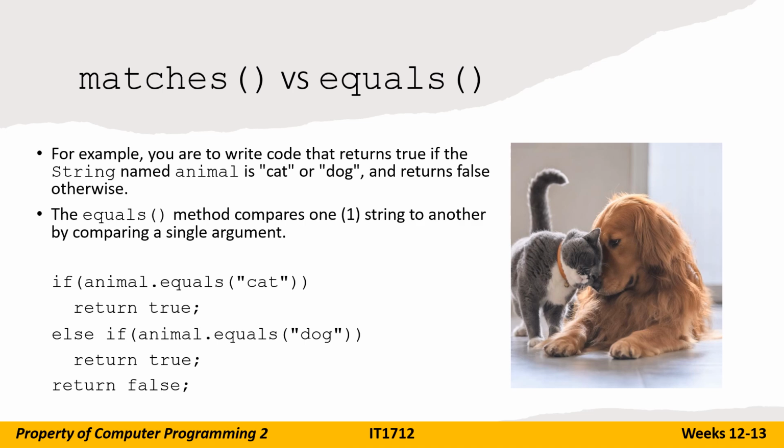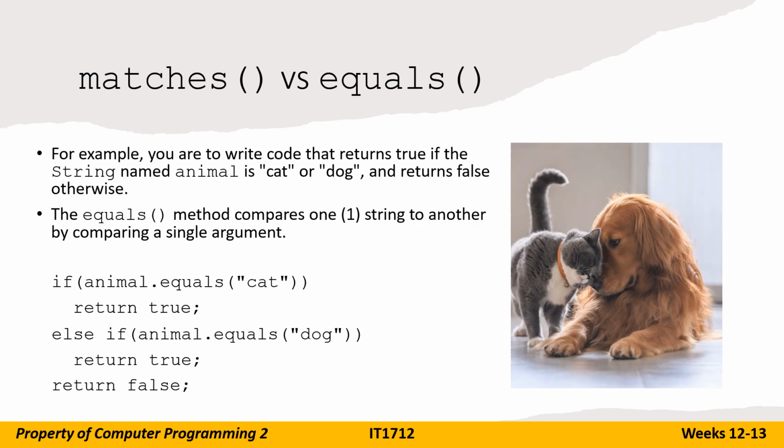It first checks if animal is equal to the string cat using the equals method. If it is, the program immediately returns true, indicating that the animal is a cat. If the first condition is not met, the program proceeds to the next condition. It checks if animal is equal to the string dog. If it is, the program again returns true, indicating that the animal is a dog. If neither of the previous conditions is satisfied, the program reaches the return false statement, which means that the variable animal does not match either cat or dog. Therefore, the program returns false, indicating that the animal is neither a cat nor a dog.